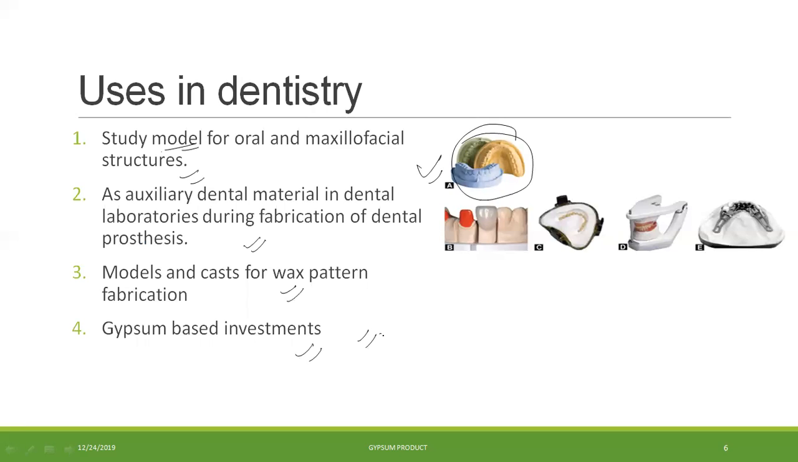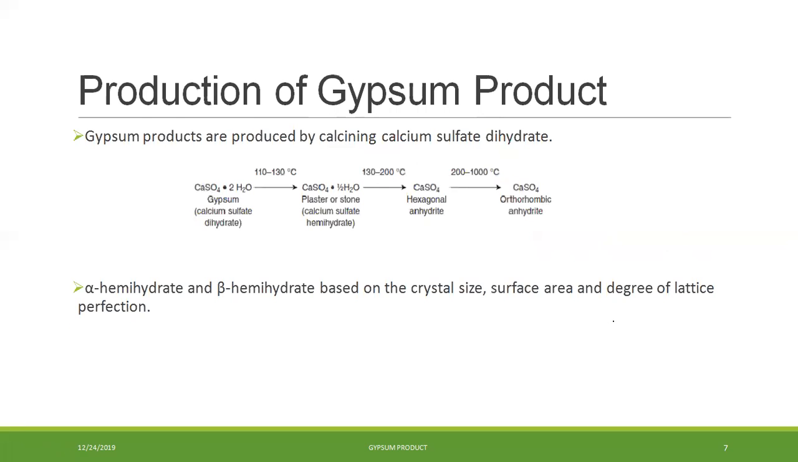In case of bite registration, to record centric jaw relations, right? Now, production of gypsum product. Gypsum products are produced by calcining calcium sulfate dihydrate. Here we can see gypsum, calcium sulfate dihydrate.